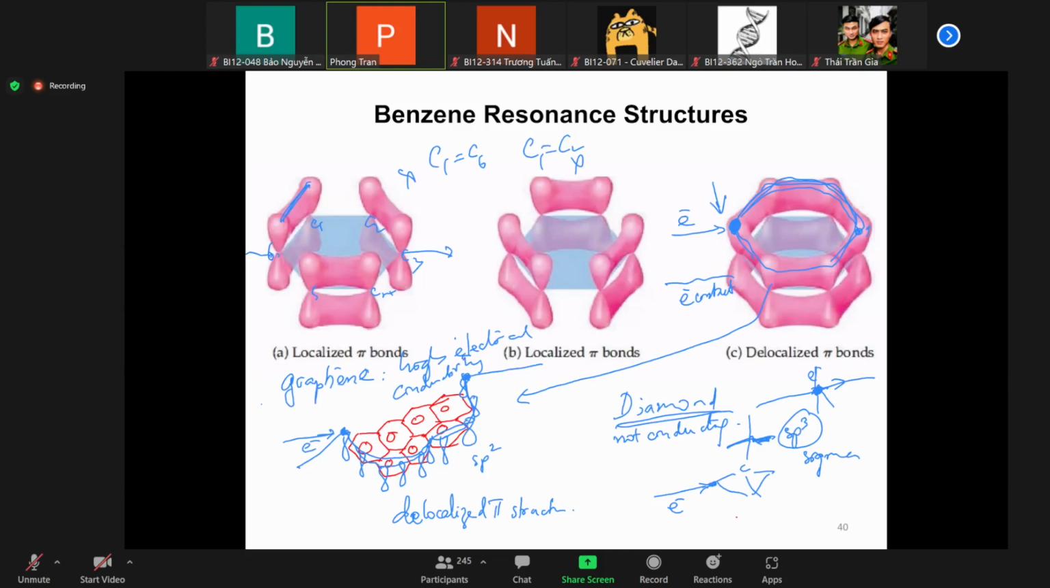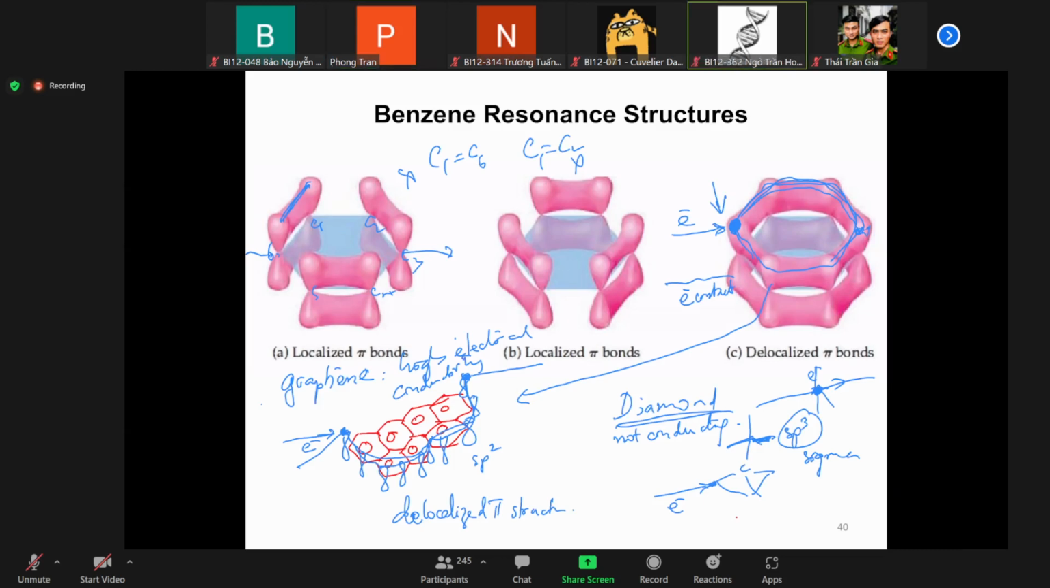But in reality, because all go together in a resonance structure, there is delocalization. So when you inject electron in carbon number 6, it will quickly move to carbon number 3. This is easy to understand, okay? Yes.